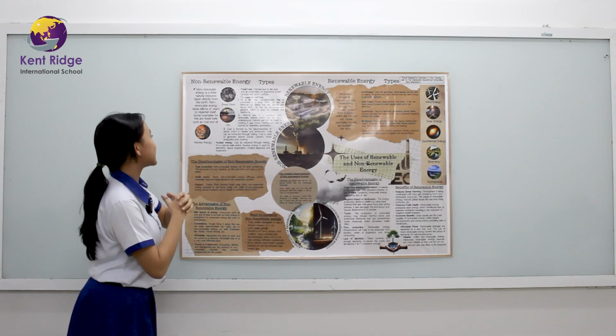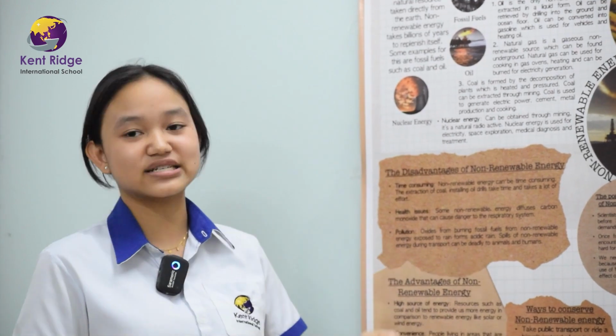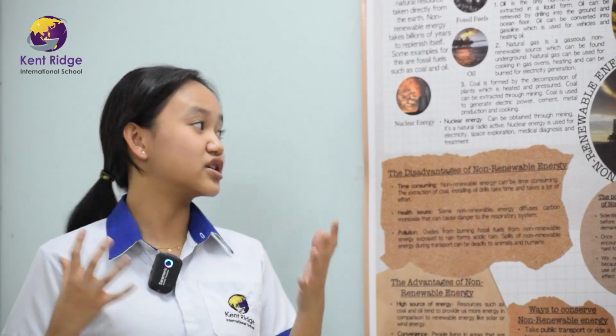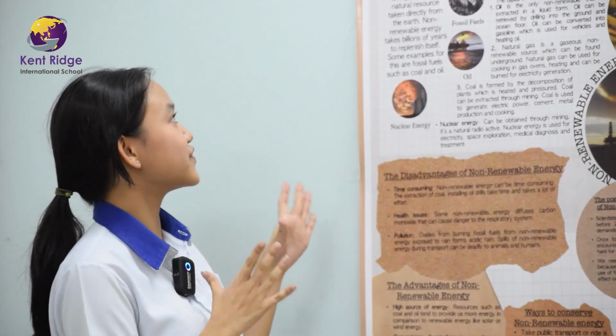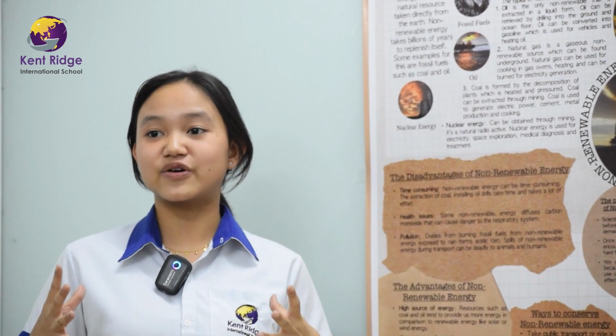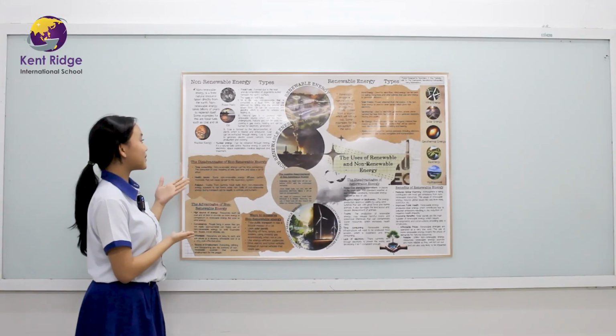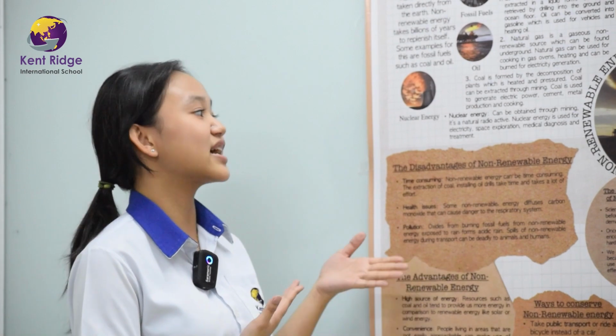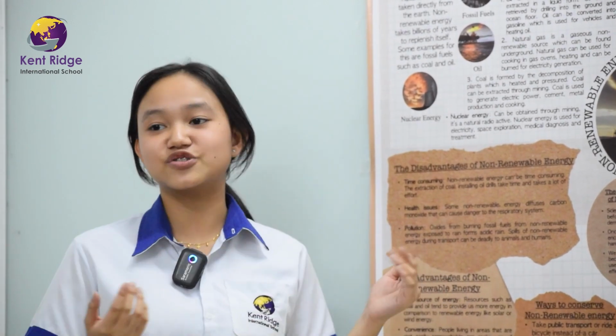And our last type of fossil fuel that we're going to be talking about is coal. Now, coal is formed by the decomposition of plants, which is heated and then pressured. Coal can be extracted through mining and is used to generate electric power, in the making of cement, metal production, and cooking. Another type of non-renewable energy is nuclear energy. Nuclear energy is made up of many radioactive elements and can be obtained through mining, and it is used for electricity, space exploration, medical diagnosis, and treatment.